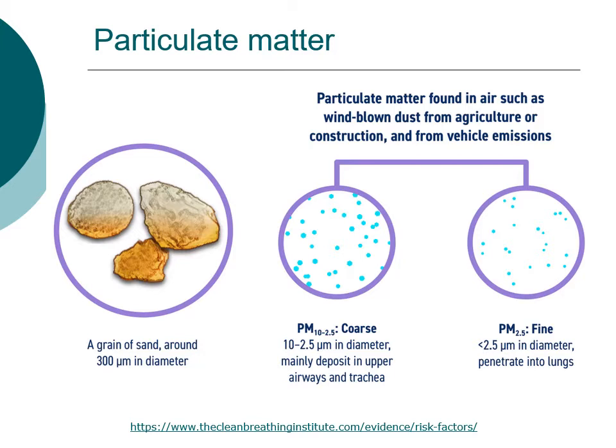These mainly deposit in the upper airways and in the trachea. And PM2.5 is called fine particulates. This is less than 2.5 microns in diameter. And this material can actually penetrate deeper into the lungs, actually all the way into the alveoli in the lungs.